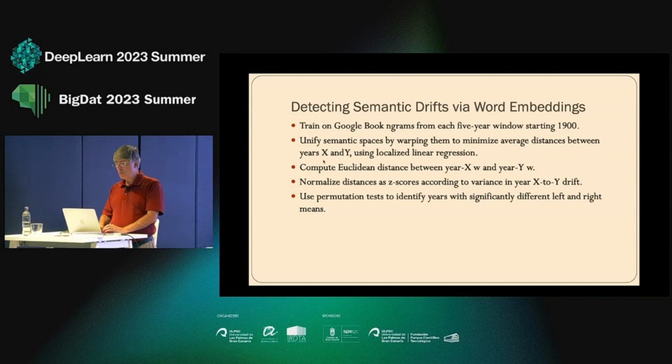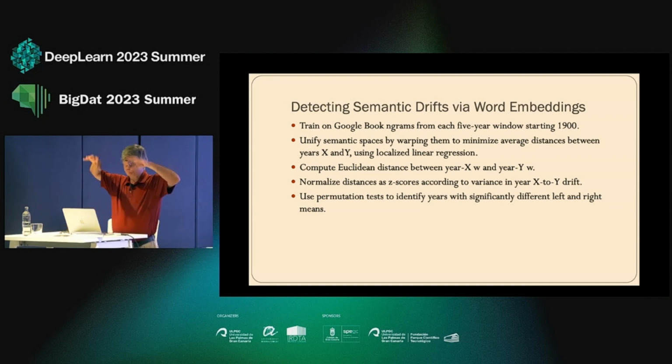What did we do? We took these Ngrams as text to train on. We could build a model of what the words meant in books published in 1900. We could then train word embeddings on books written in 1905, train word embeddings on books written in 1910, and so on.